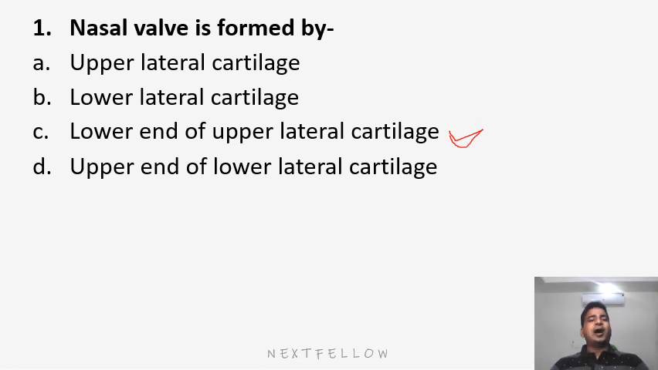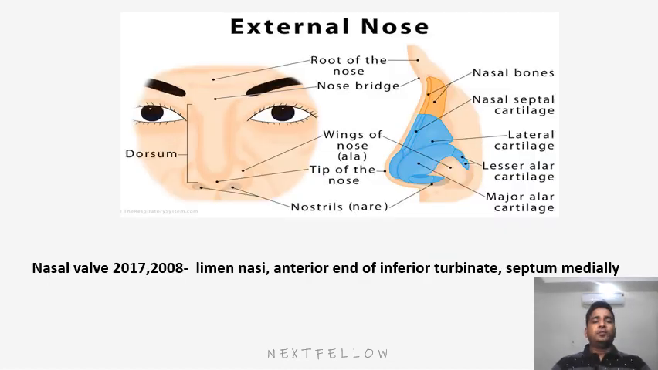I'll show you how this nasal valve is formed. Now look at the diagram. This is the front view and this is the lateral view. Now you can see in between, this is my nasal septum cartilage. Lateral to that, there is the lateral cartilage, which is also known as upper lateral cartilage, and lower to that, it is the lower lateral cartilage. Okay, got it? That is the major alar cartilage, you can say, or lower lateral cartilage.